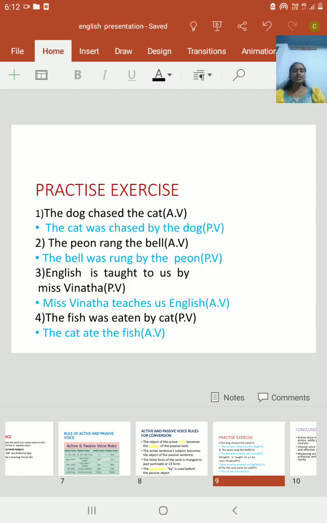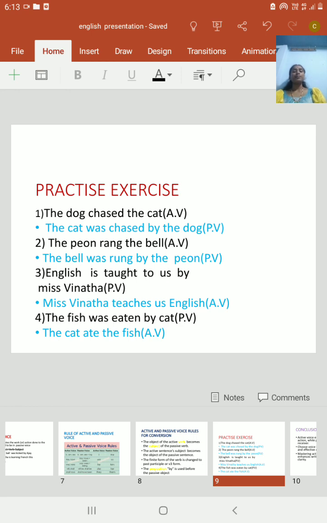Let's see some exercises. For example, the dog chased the cat. So this is the active voice. We have to change this into passive voice. Let's see what the rule is. What is the rule to change to passive voice? In active voice, the object changes to the subject. So the cat was chased by the dog. So we have to use a preposition, and by is the preposition. The cat was chased by the dog. This is the passive voice.